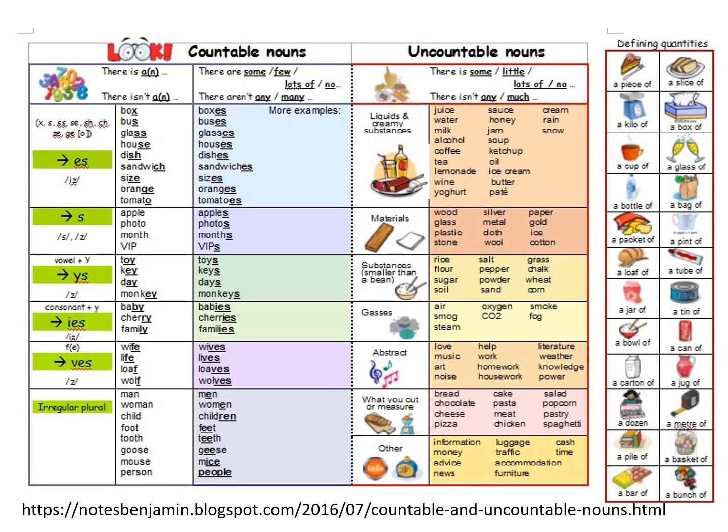Countable and uncountable nouns again. As you can see here, if the noun ends with one of these letters, X, S, SS, SE, SH, CH, ZE, GE, or O, you have to add ES. For example, box ends with X, so you have to add ES for the word box, so boxes.